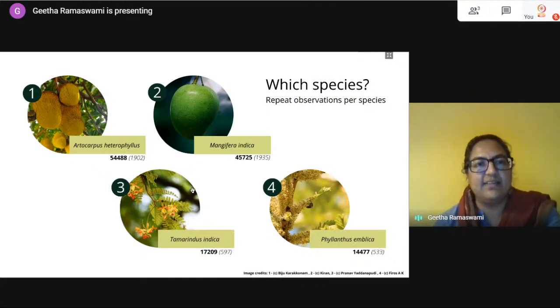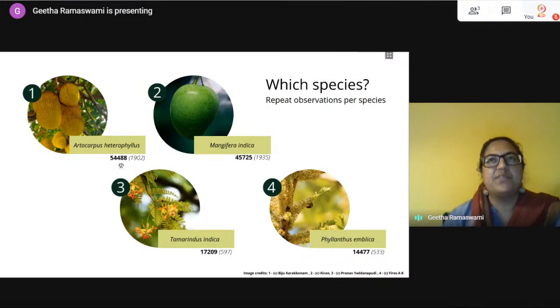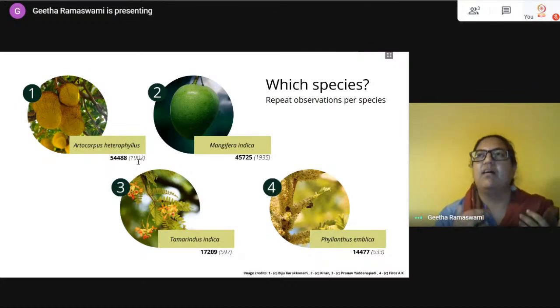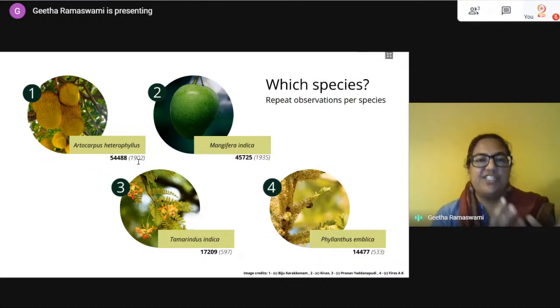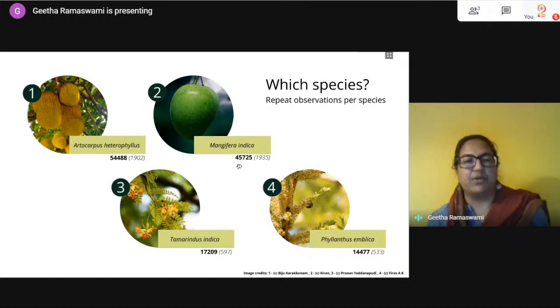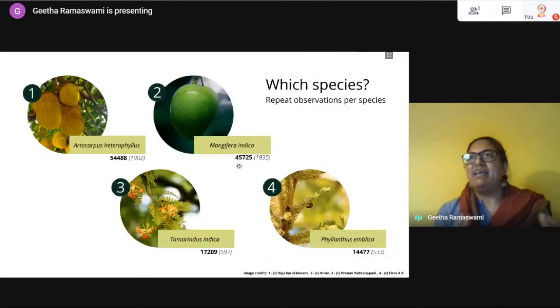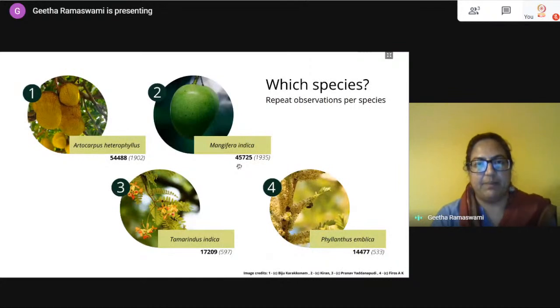And what you see here is an indication of the number of times a repeat observation has been performed for SeasonWatch. So in SeasonWatch, you can register a tree and choose to monitor it again and again every week. So these are repeat observations made on more than 1900 registered jackfruit trees, more than 45,000 observations on more than 1900 mango trees, and so on. Again, culturally important species are more likely to get noticed and more likely to be observed by people.